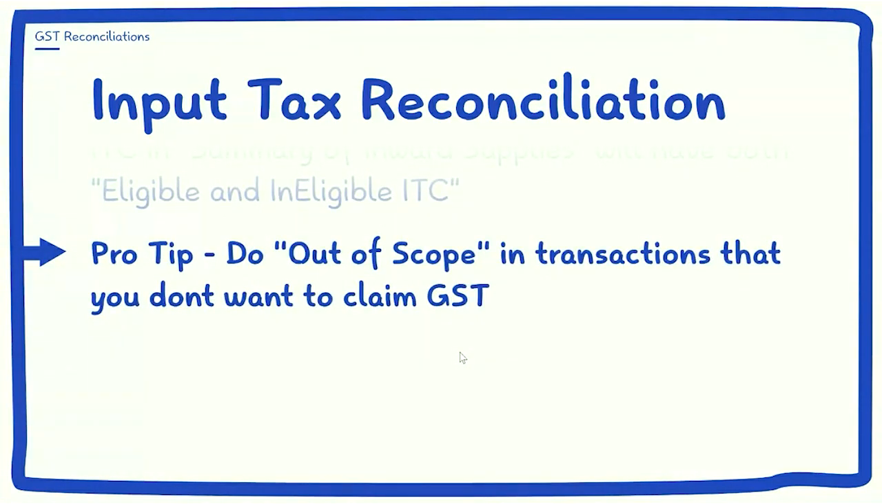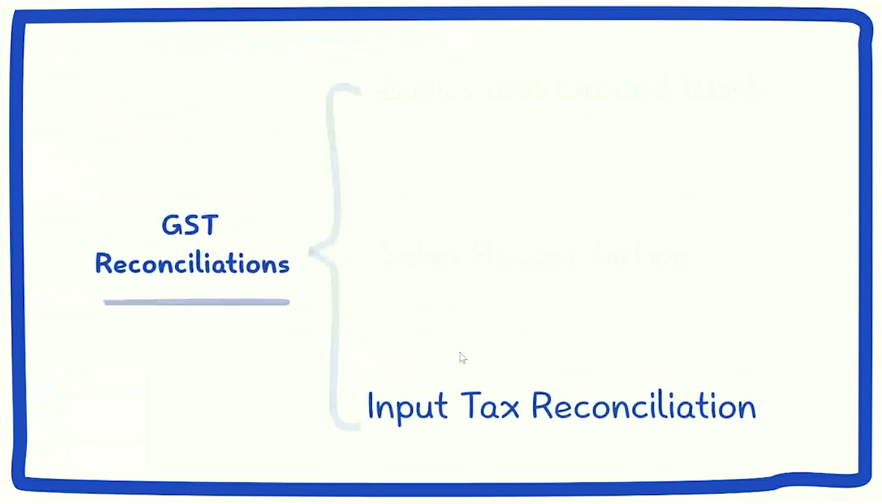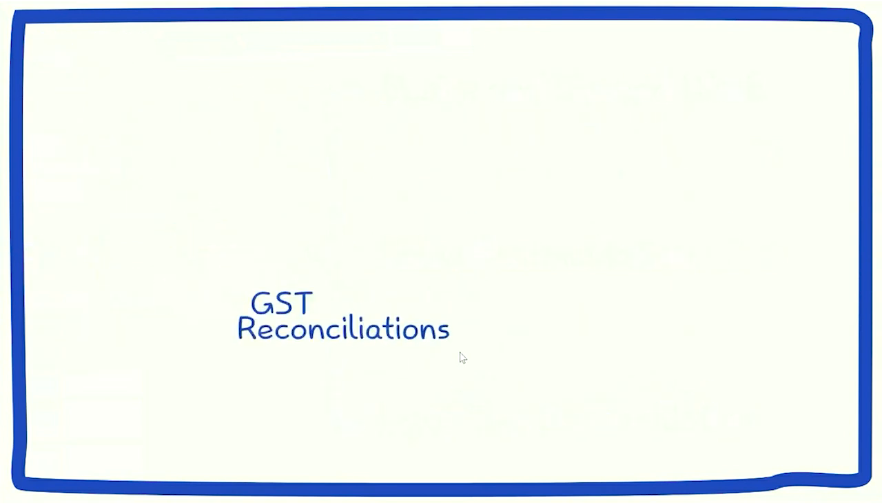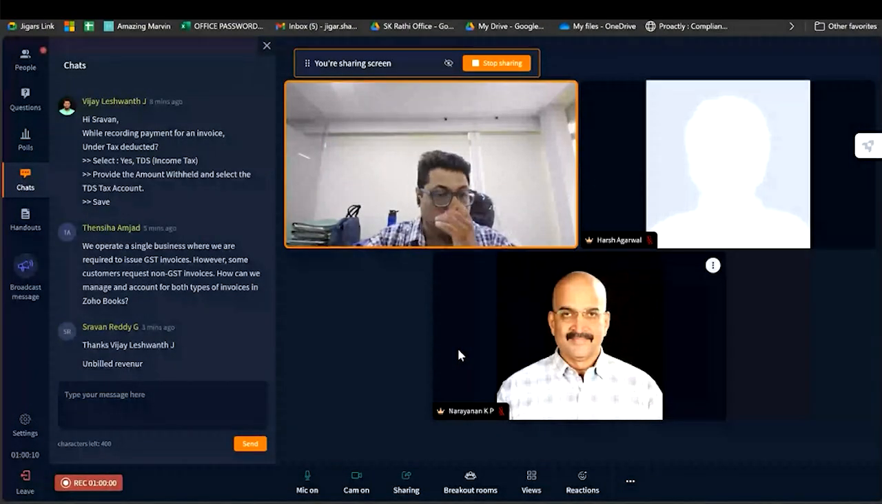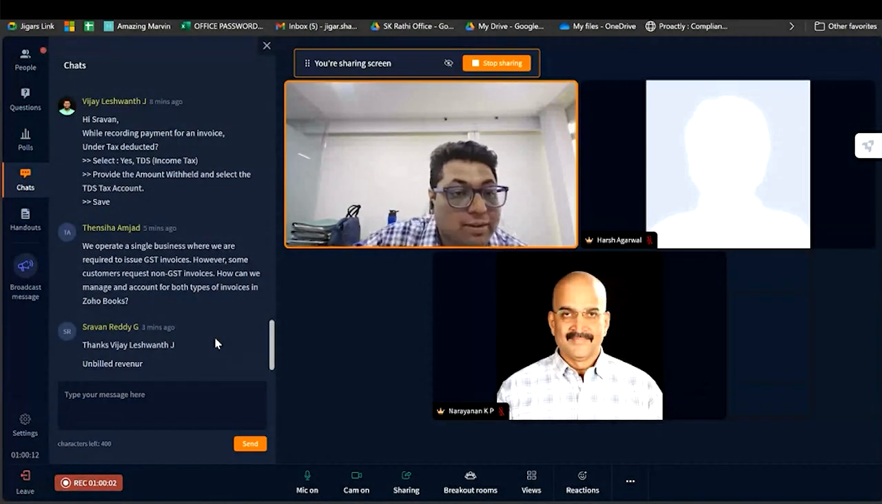As I said, the pro tip is to use out of scope for transactions on which you don't want to claim GST. Minimize the use of the ineligible ITC feature. So this was it. I am glad to take your questions. I think we have just finished on time.